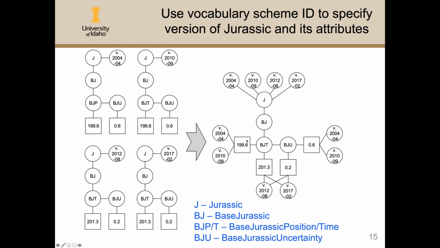But then just for the value and also the uncertainty in the base boundary, we need to specify which value is in which scheme. So for example, here, the 199.6, this number of the base Jurassic time, appears in the 2004 and the 2010 schemes, the same for this uncertainty value. And then for the base Jurassic time, the number 201.3 appears in those 2 schemes, 2012 and 2017. The same for the uncertainty.